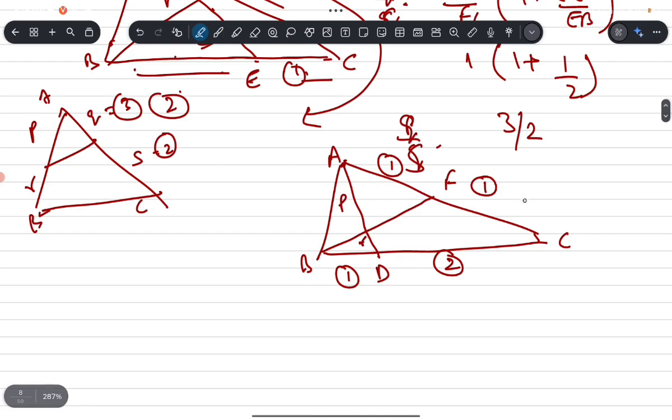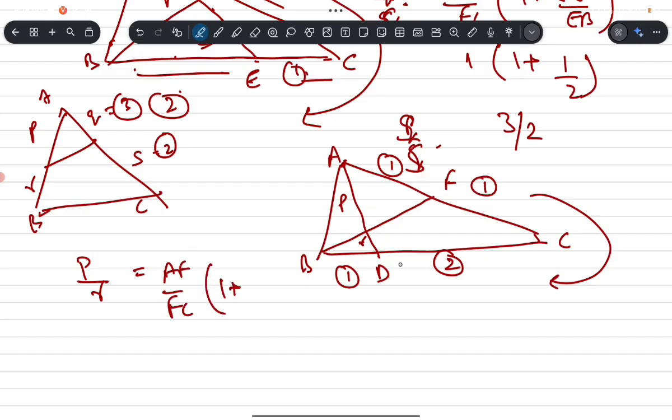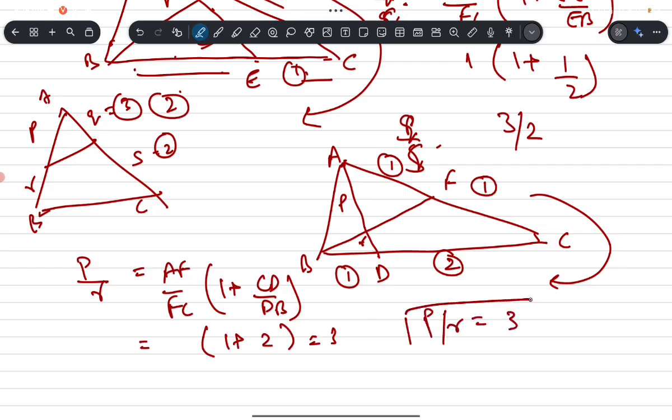So we'll begin from here and once again go there. So it's going to be 1. So let me write it like so that you don't get confused. So P by R equals AF by FC into 1 plus CD by DB. You need to memorize this. Alright, so AF by FC is 1. 1 plus CD by DB is 2 plus 1, 2 by 1. So it's 3. So P by R is 3. Or we can say 3 is to 1. So this is 3, this is 1.